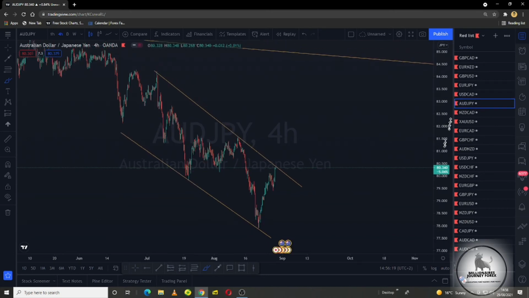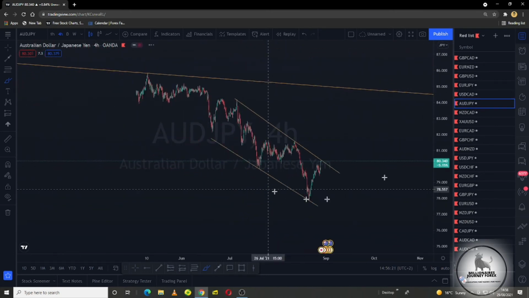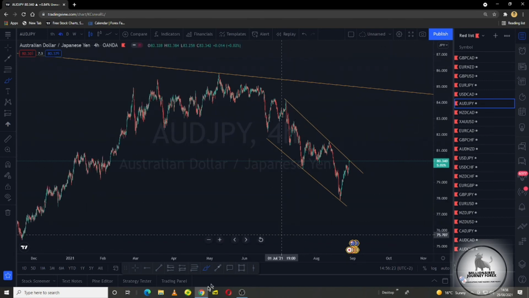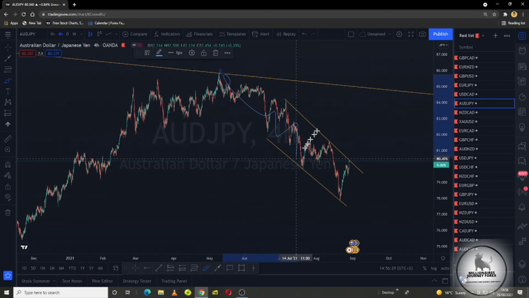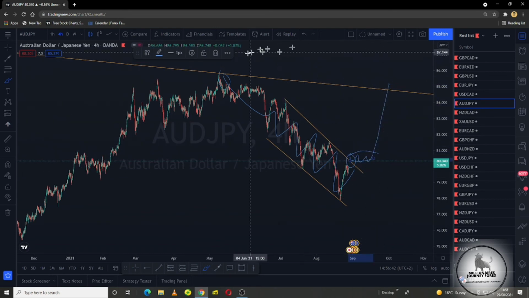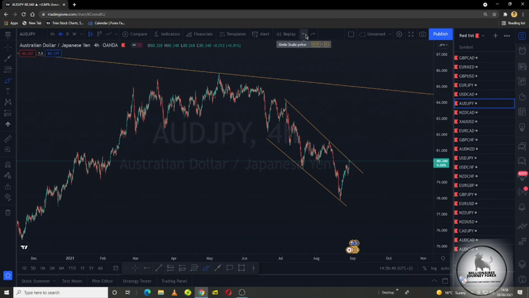On AUD JPY, we have another pattern. As you can see, price reversed from this trend line, and then it's forming a pattern. If price can break here and then give me some sort of a pattern, then I would be happy to catch this trade and push to the upside with it. If price gives me that pattern, I would be happy.